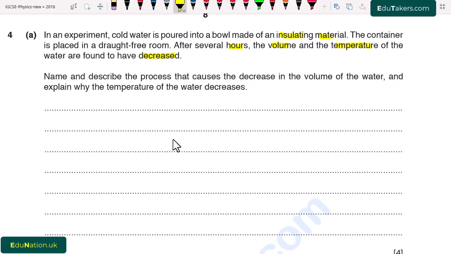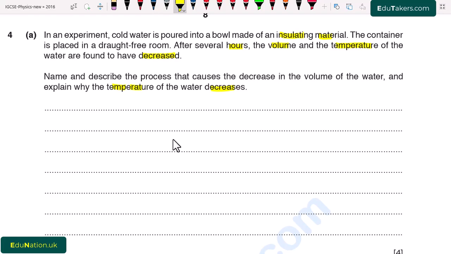Name and describe the process that causes the decrease in the volume of the water and explain why the temperature of the water decreases. So here we have to explain why the temperature of the water decreases. First of all, here is evaporation. In the evaporation, the high energy molecules escape from the surface of the liquid, leaving the molecules that have low energy.